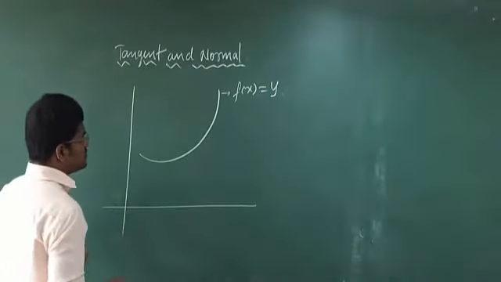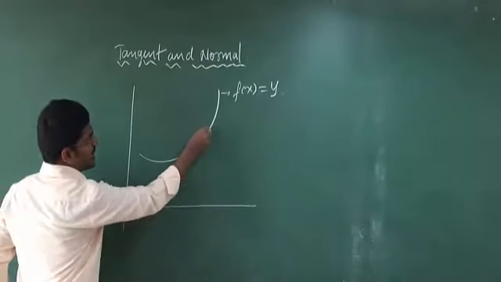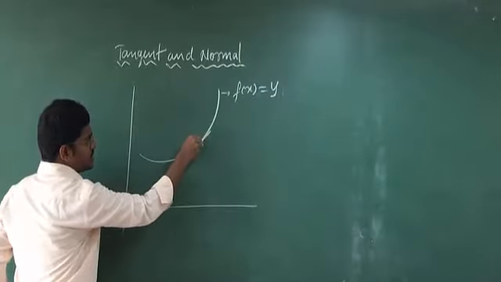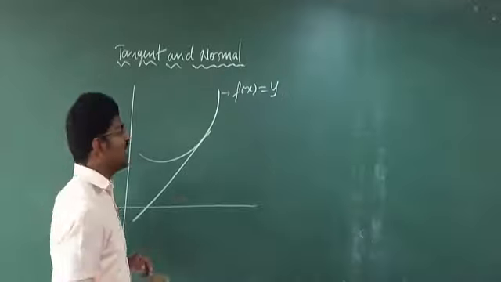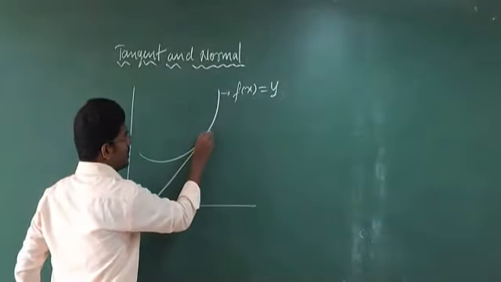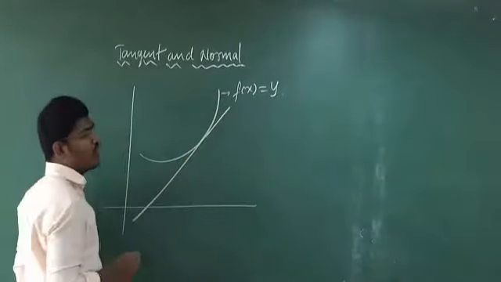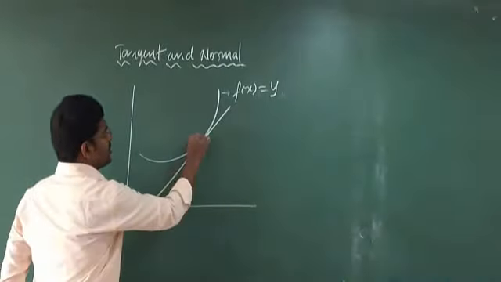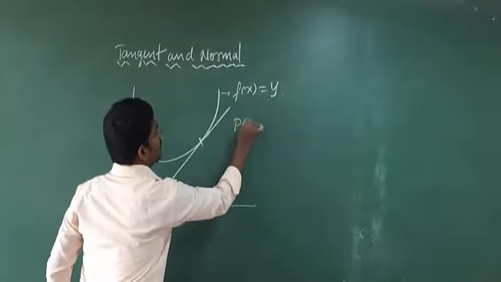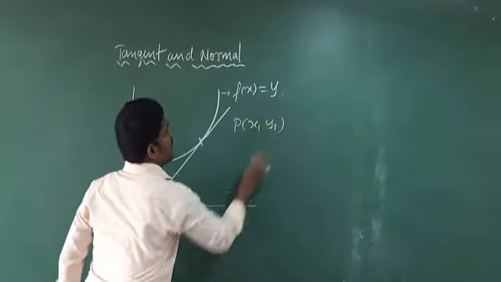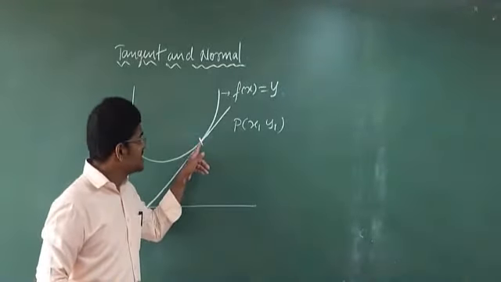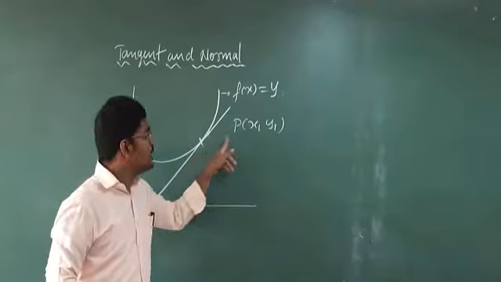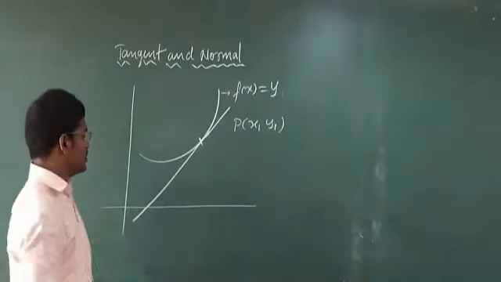Now what I will do, I will take a tangent to the curve. I will take a tangent to the curve at point P of x1 comma y1. Clear? A tangent is intersecting with the curve at point P of x1 and y1. Clear?